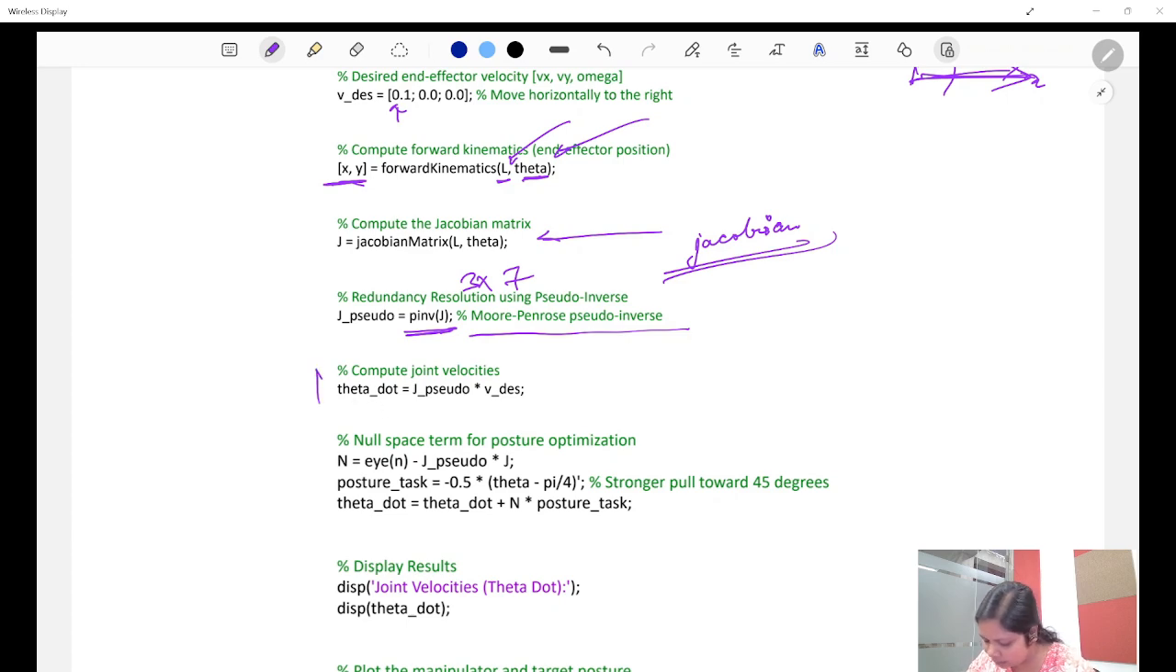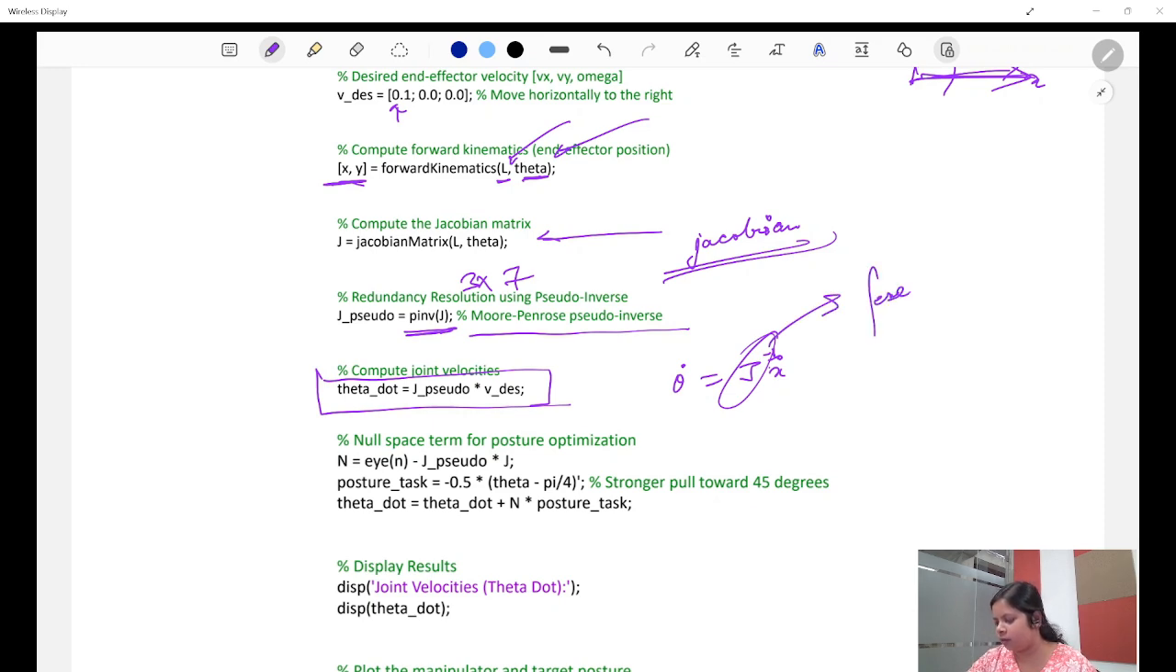Now after this we calculate theta dot equal to the pseudo inverse of J into the desired velocity. So we already know this relation, right? J inverse x dot. Here in this case, this is a pseudo inverse, and theta dot is the joint velocity required to achieve the desired end effector velocity. So this is all we have.